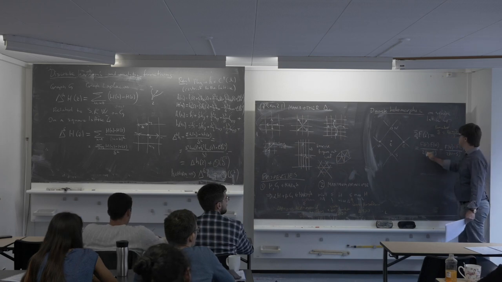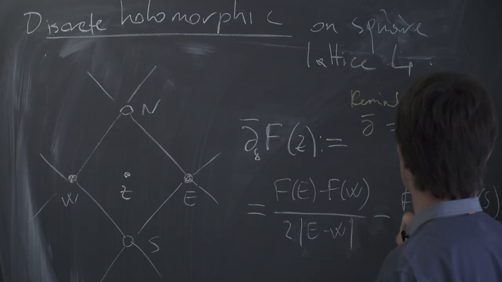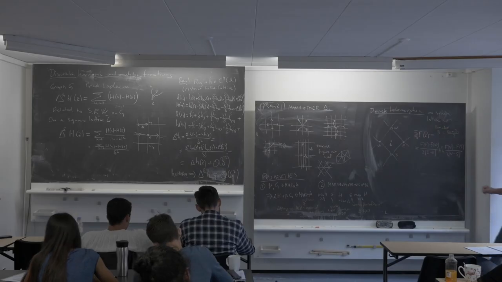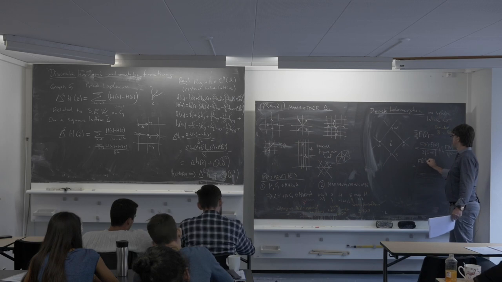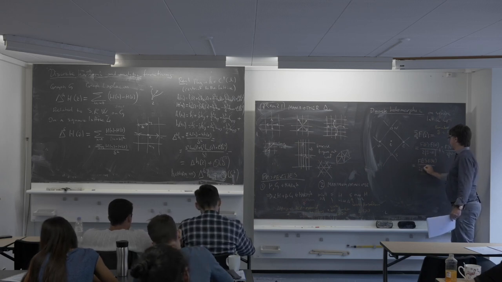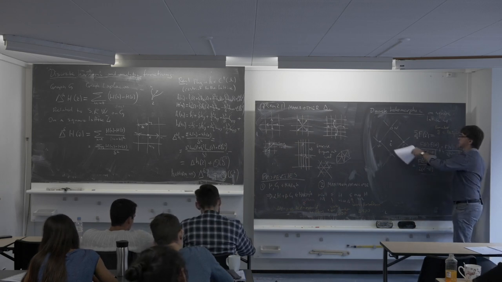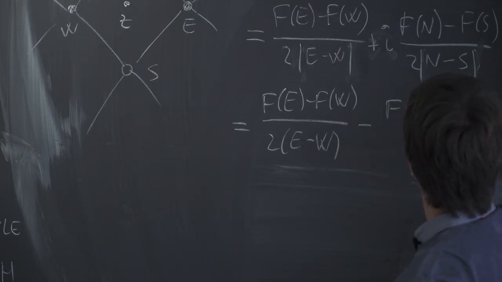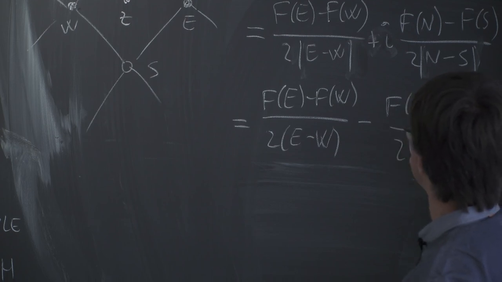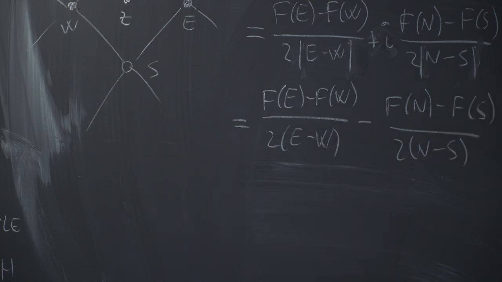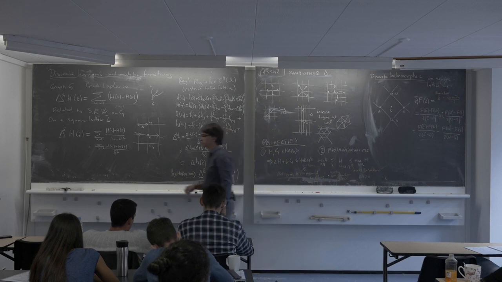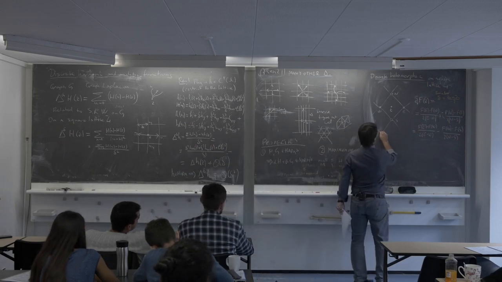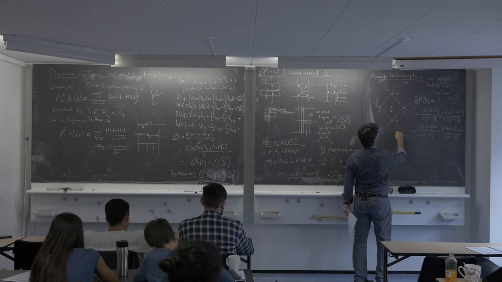Maybe it's better to stick with this definition. Then dx is this thing, dy is this thing with absolute values, and I have to put plus i. And then I can rewrite it as f of East minus f of West divided by twice East minus West, because East minus West is a real number. But North minus South will be an imaginary number, so it will be minus i times f of North minus f of South divided by twice North minus South. So I here use that North minus South is equal to i times East minus West.